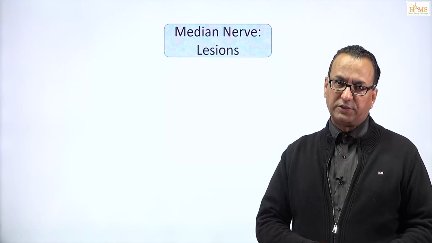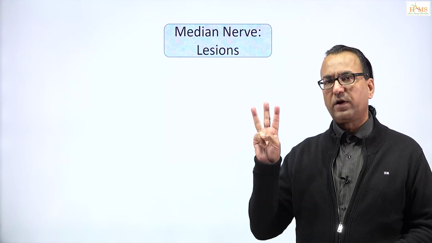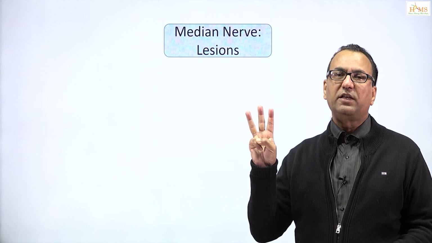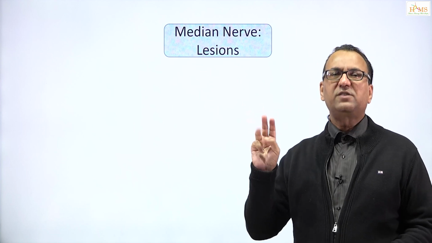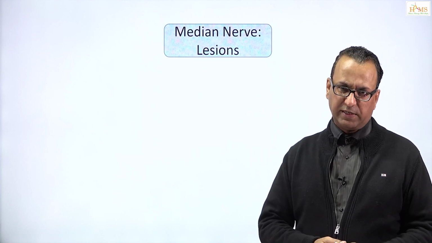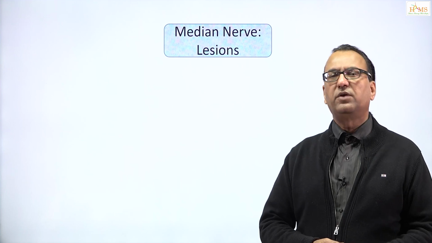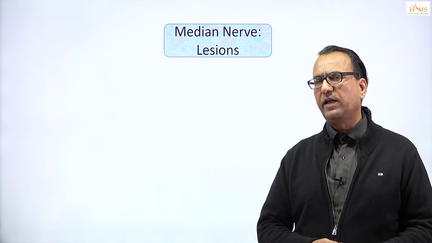Median nerve lesions. We'll be looking at 3 patients one after the other while we are discussing the level of lesions. Let us look at one table to have some details of those patients in terms of etiology, and then we can move on to the clinical features.